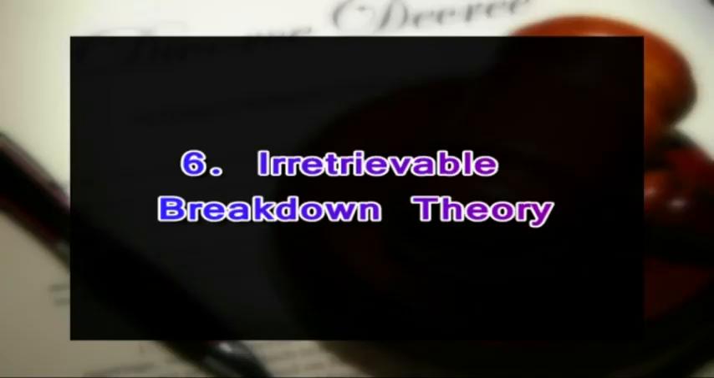Number 6 theory is irretrievable breakdown theory. There may not be any ground on which spouses can divorce, but still their marriage needs to be dissolved as it has reached such a position that it has broken down beyond all attempts of reconciliation. Such a position is termed as irretrievable breakdown of marriage.